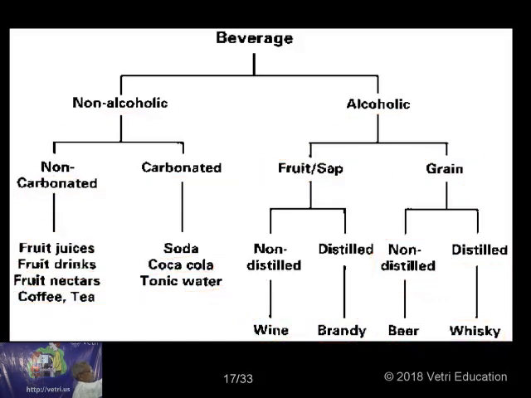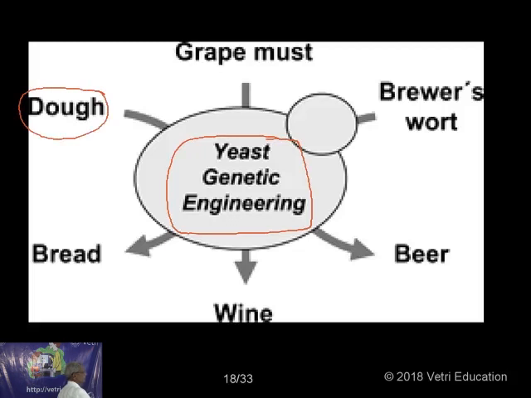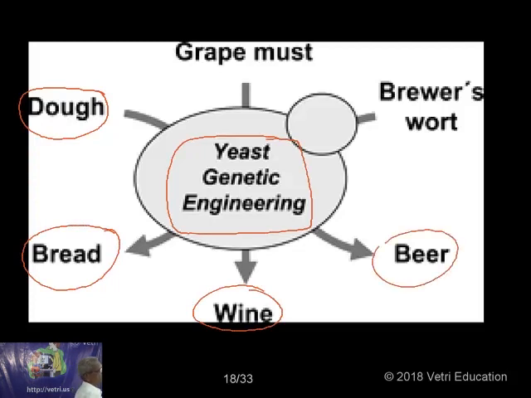So all these beverages are made only with the help of the microbes. See the grapes, how it becomes grape must. By some genetic engineering procedure, the yeast becomes responsible for the production of different materials. Dough is prepared, bread is manufactured, wine is prepared, beer is prepared. Brewer's yeast is a very big classification; we make different types of cheese and bread-related materials.